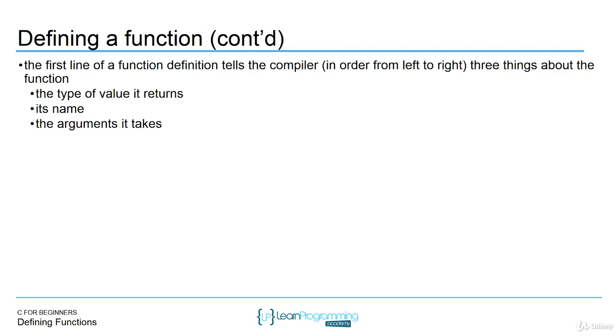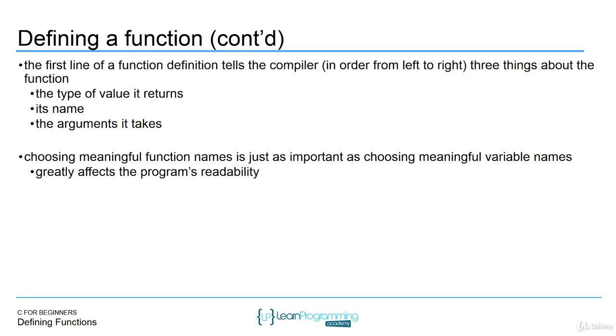The first line of the function definition tells the compiler, in order from left to right, three things about the function, as I mentioned: the type of the value it returns, the name of the function, and then any data it takes. And this is just to summarize. That's important. As far as function names, you want to choose meaningful function names. It's just as important as choosing meaningful variable names. It greatly affects the program's readability.